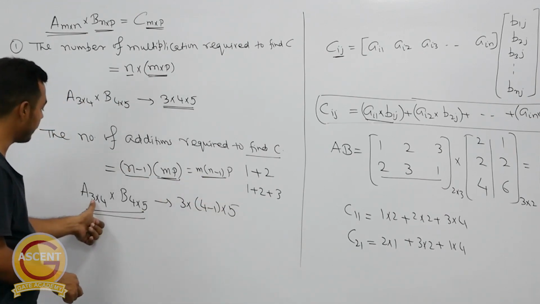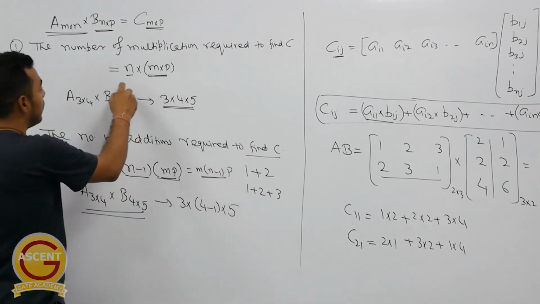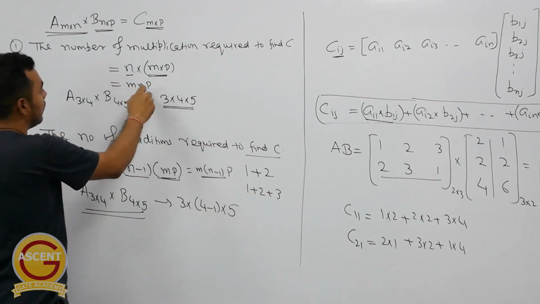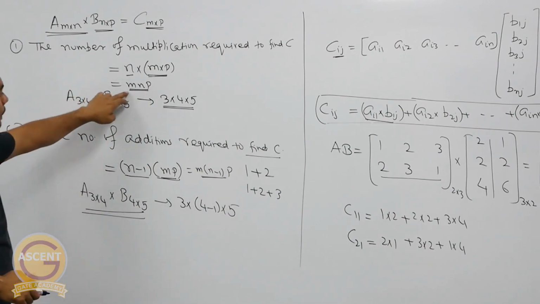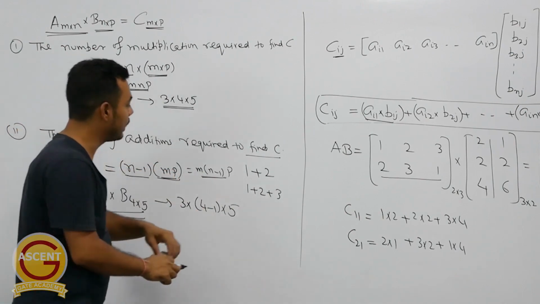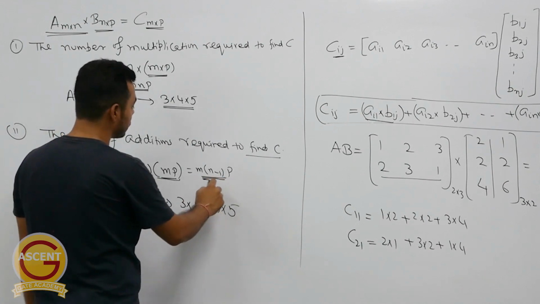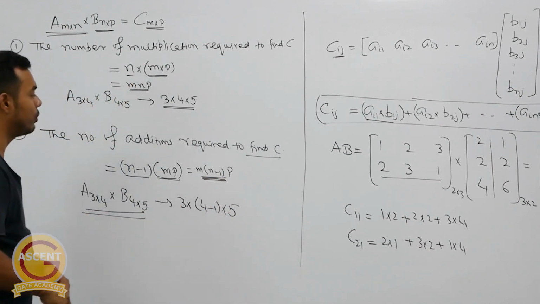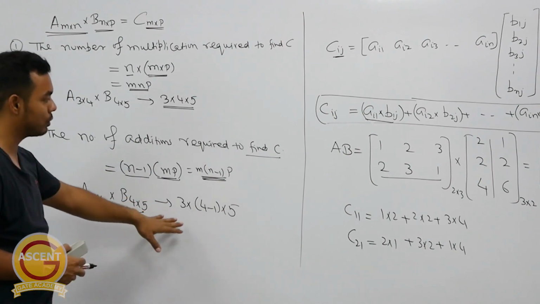So here also n is 4, so 4 minus 1 into p. And you can also write this formula as m into n into p. So these two are very important results. Number of multiplications is m into n into p, number of additions is m into n minus 1 into p. On one occasion this formula was directly asked in GATE, and in 2012 one question was asked based on this concept. So after this we'll see how to solve that problem.